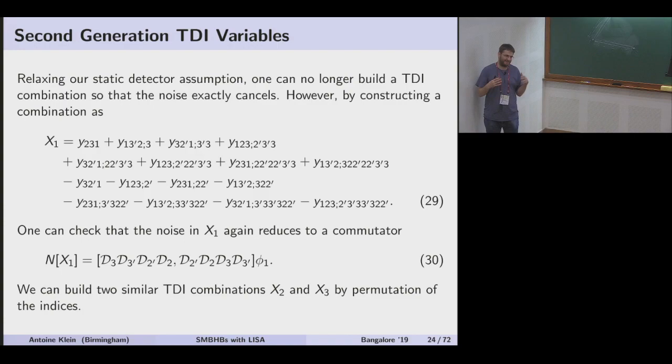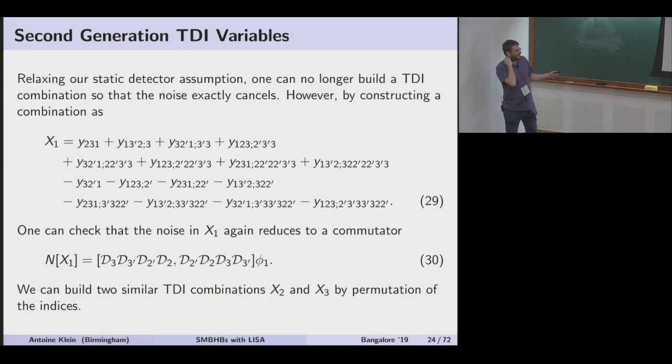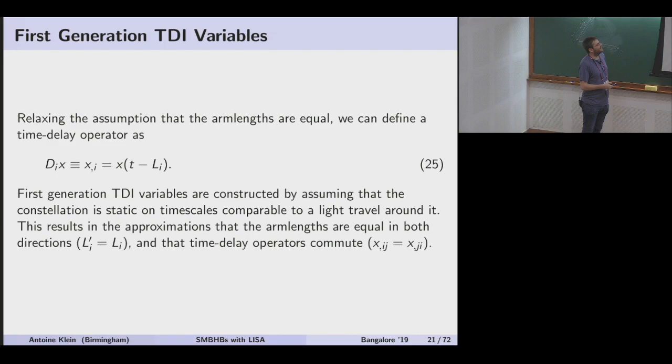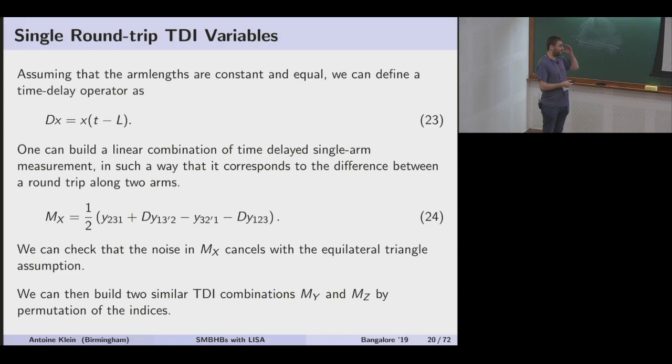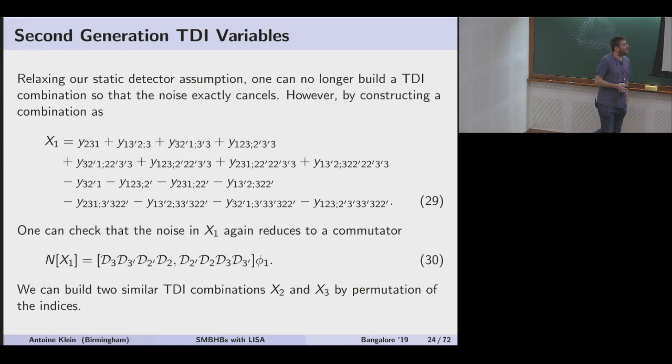But if we're making simulations before the mission in order to make some predictions about what we can do, this is not necessary. We can use the simple single round trip variables, simple Michelsons like that. All right.